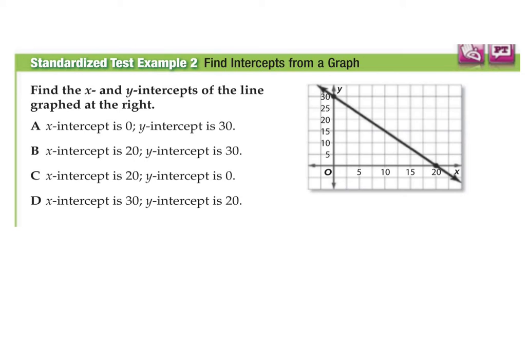So in this example, I see that my line is crossing the x-axis at 20. So the x-intercept is 20. And I can see that my graph is passing the y-axis at 30. So the y-intercept is 30, which means that my answer would be B.